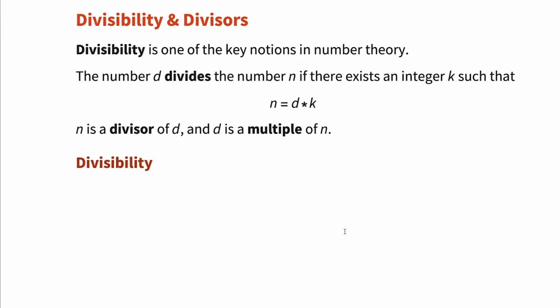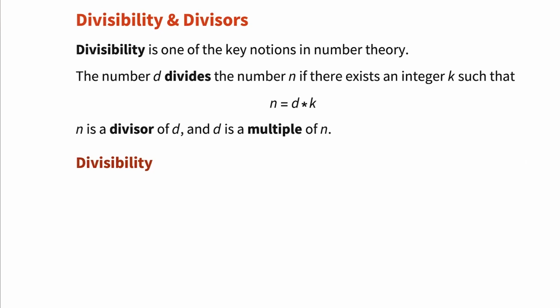Okay, so we talked about factorization, we talked about prime numbers. Now let's talk about divisibility and divisors, which is, again, one of the key notions in number theory. Let me just quickly remind you what it is. The number d divides the number n if there exists an integer k such that n equals d times k. We call d a divisor of n, and n is a multiple of d.